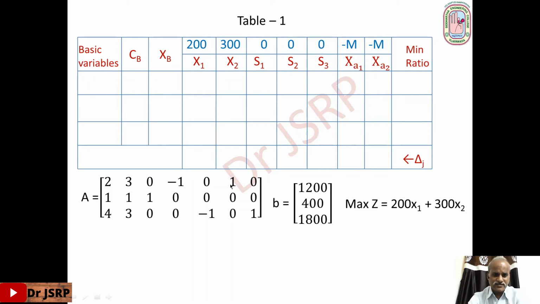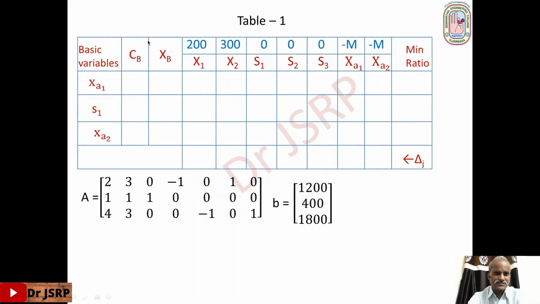Okay, right. Now what are basic variables? Basic variables are XA1, S1, XA2. So these are basic variables. We have to take these basic variables in the unit matrix order. That is, the variable corresponding to 1, 0, 0 in first place, the variable corresponding to 0, 1, 0 in the second place, the variable corresponding to 0, 0, 1 in third place.